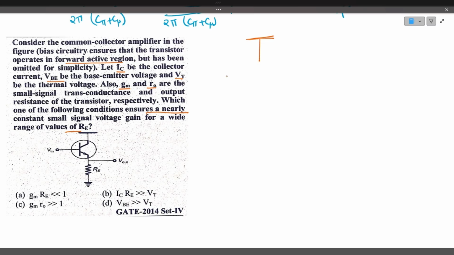the given circuit is like this. This is the transistor. Input is given at the base. This is the input voltage, and output is collected across the emitter resistor. This is emitter resistor RE. Output is taken here. So by observing this circuit, we can say this is a common collector configuration, CC configuration.